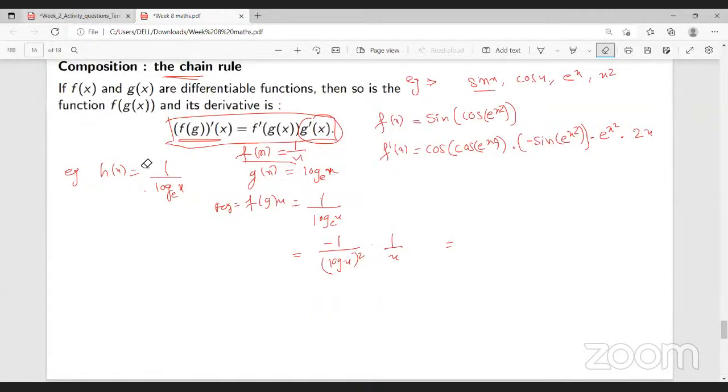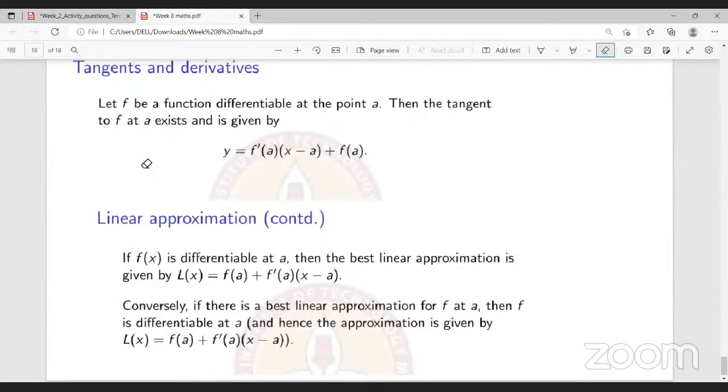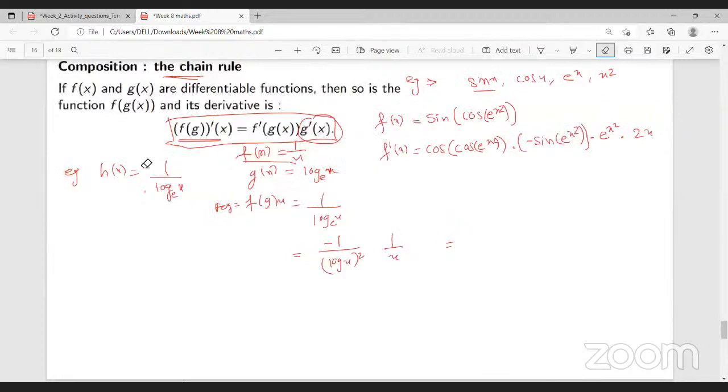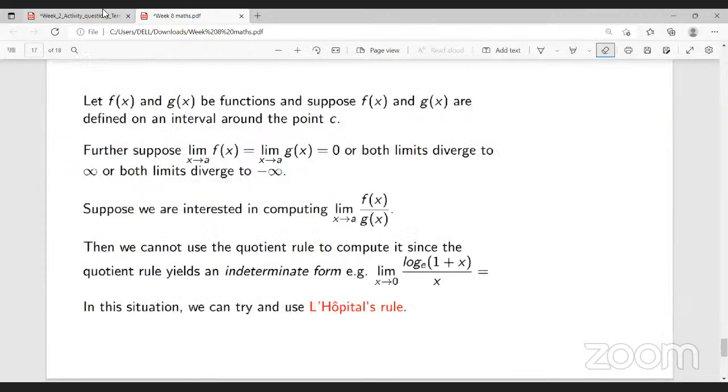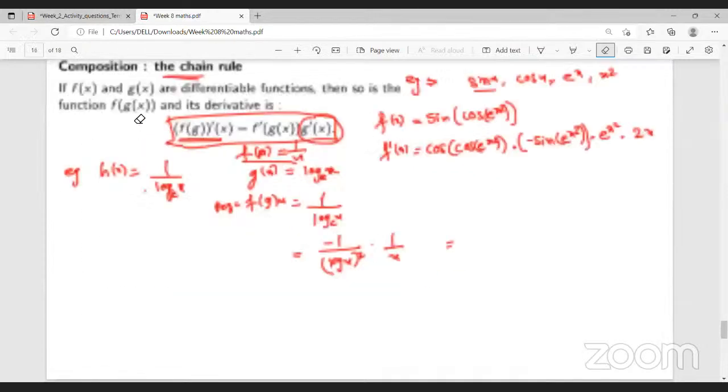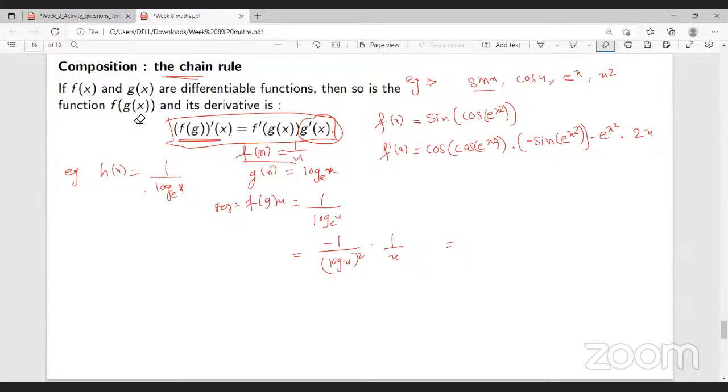Okay. So this tangent is in lecture 8.4. First, can we go to this slide and discuss all the questions from activity 8.3? Okay, sure. So this is about the chain rule.